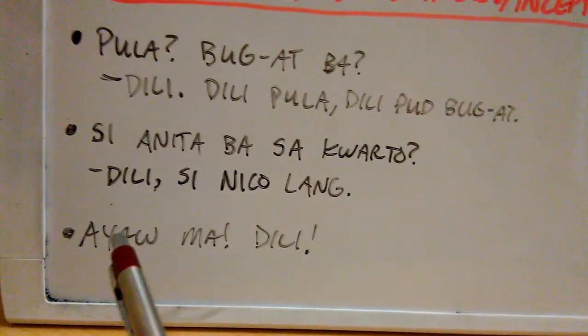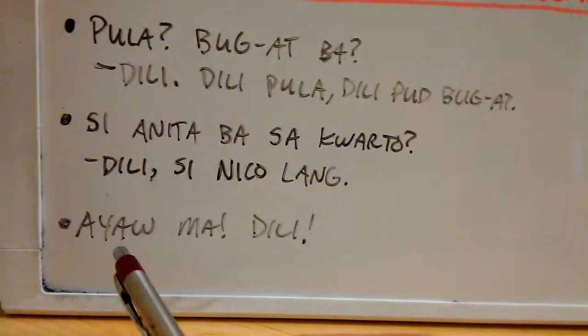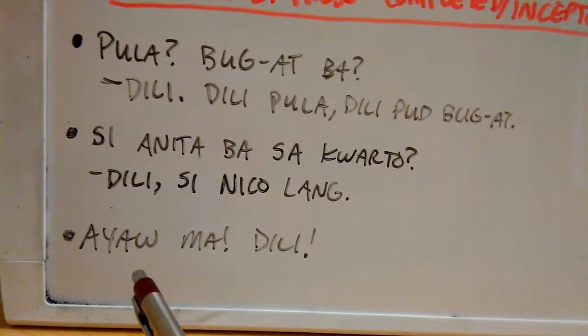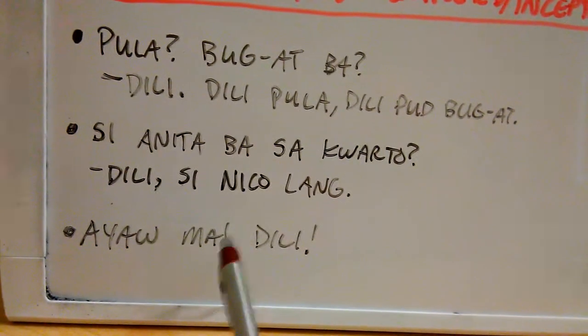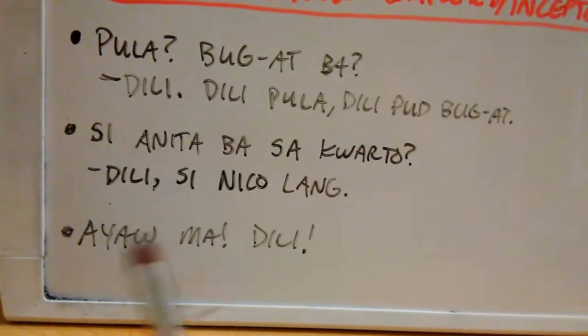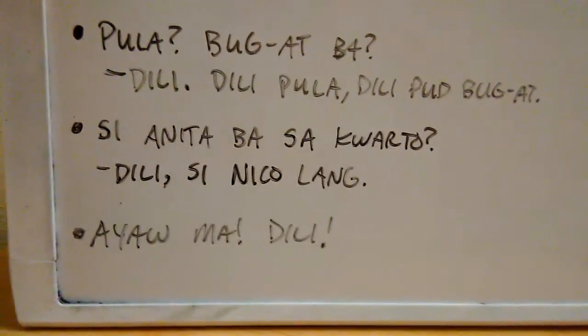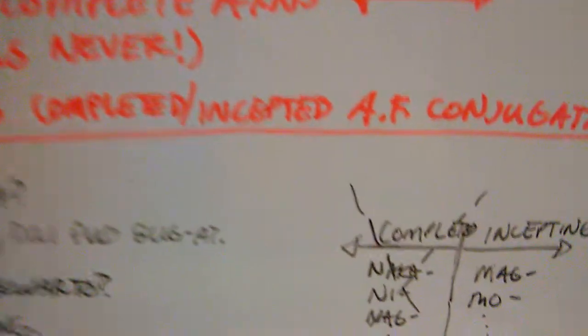And finally, for this one, we have dili as in no, right? So we learned that ayaw can mean a negative imperative by saying stop. Ayaw ma, dili. Stop, mom. No, right? No, stop. No. Okay? Stop, mom. No. Okay? So those are examples that can help you out with this, okay?